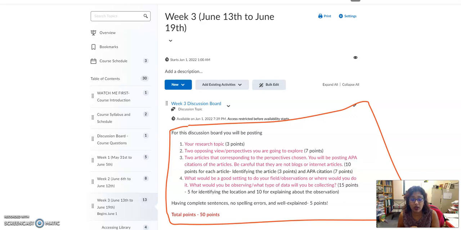You're going to put those articles in APA citation format. There are online APA generators. I have also given you a resource and I will show you that too. And then you have to think about a good setting where you will do your observations, the field notes.